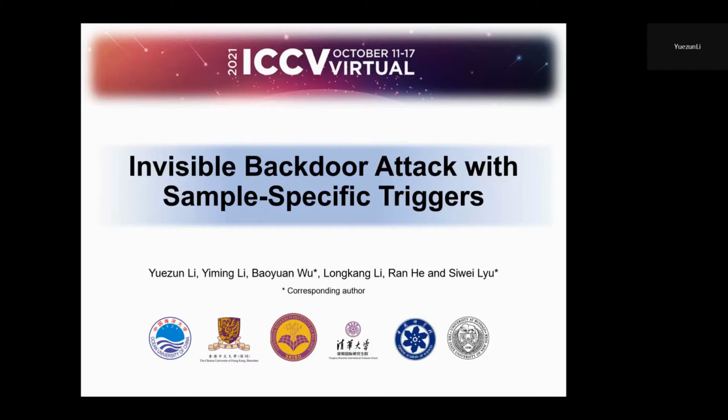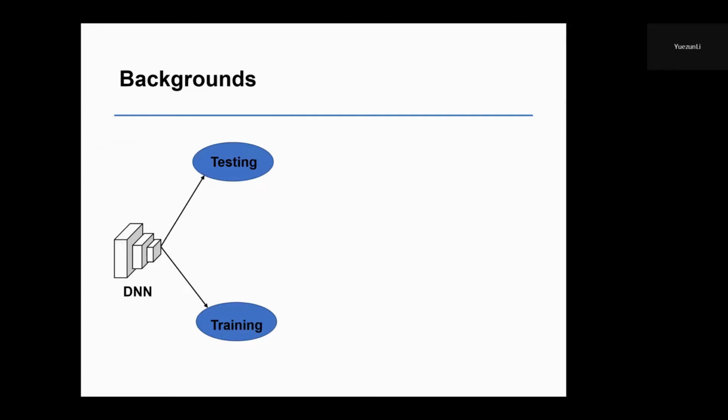The topic of my work is invisible backdoor attack with sample-specific triggers. My co-authors are Yiming Li, Baoyuan Wu, Rongkang Li, Ran He, and Sui Li. I will first introduce the background of this work.